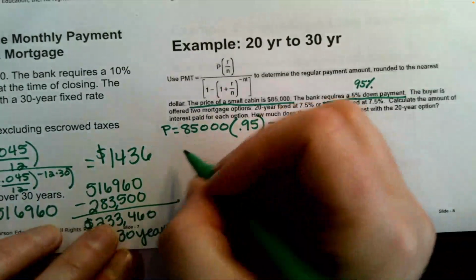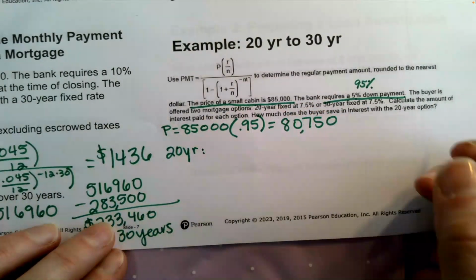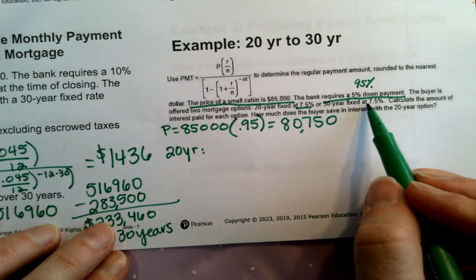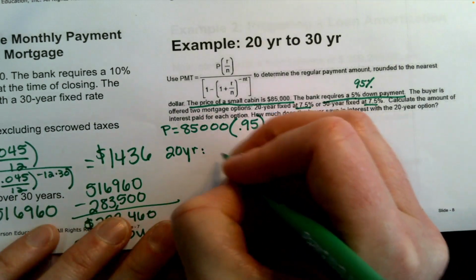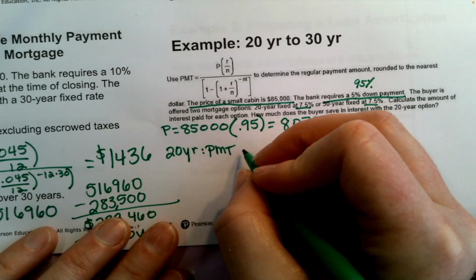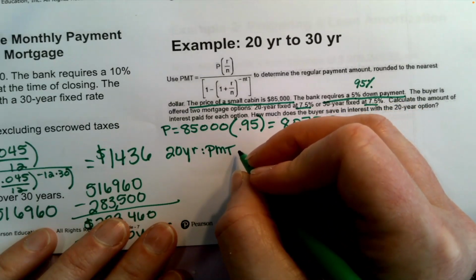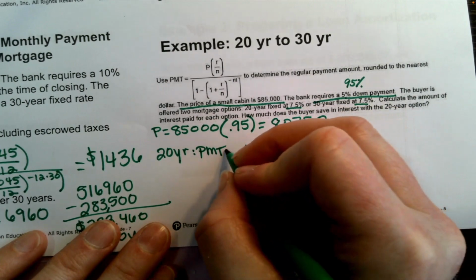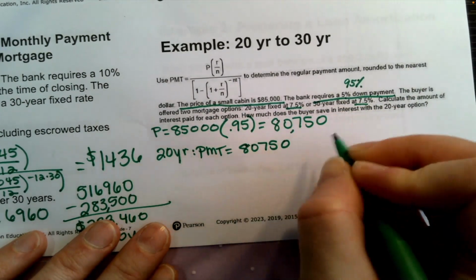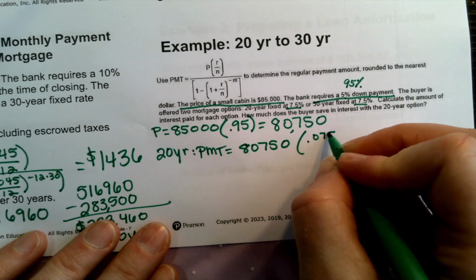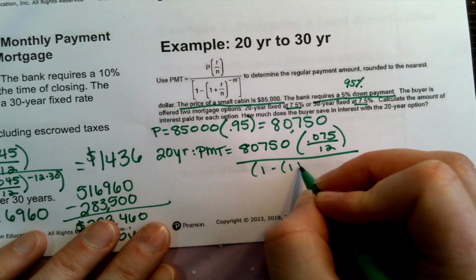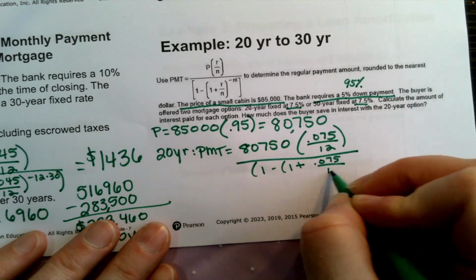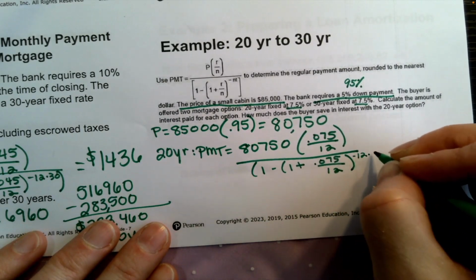Okay, so let's look at the 20-year. 20-year is 7.5%. 30 years is also 7.5%. So the only thing that's changing is the amount of time. Your payment for the 20-year will be a little bit more, but you're only paying for 20 years. So it would be times the 0.075 over 12, then 1 minus 1 plus 0.075 divided by 12, to the negative 12 times the 20.